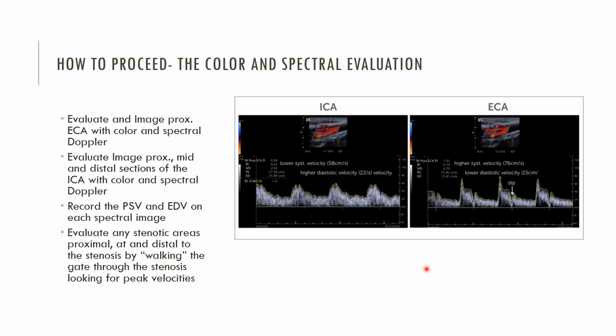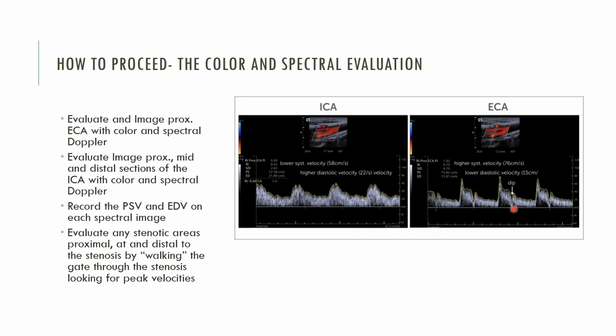Okay, now once we're doing our color and our spectral, we're going to be getting spectral waveforms. Now we're going to evaluate that all the way up the common carotid, and then when we get to the ECA and the ICA, we're going to start to see some changes. We're going to need to evaluate both the ECA and the ICA with color and spectral. However, the ECA, we really look at color and spectral only in the proximal area of the branch.